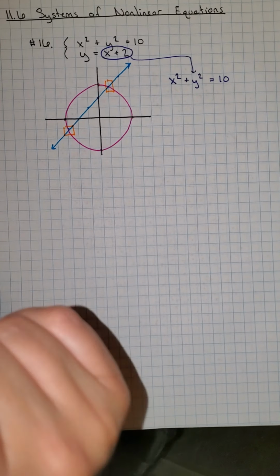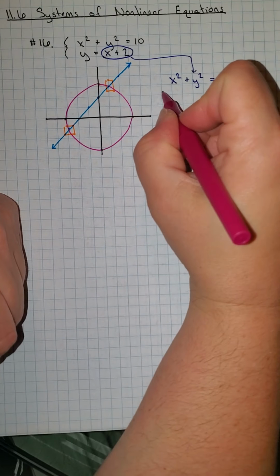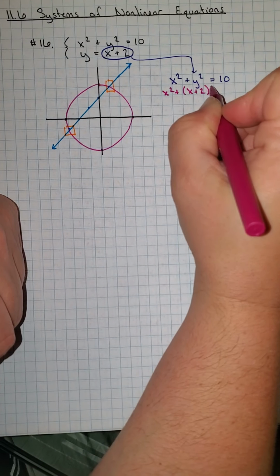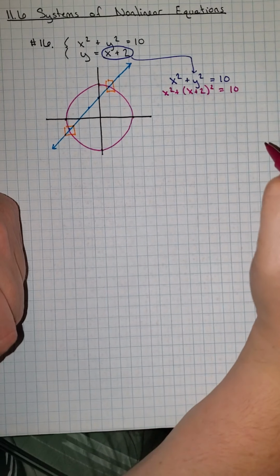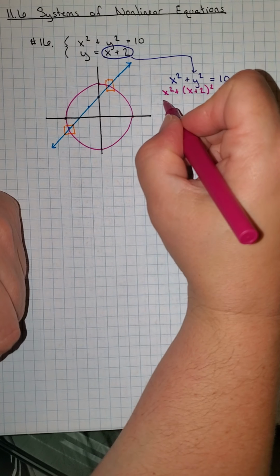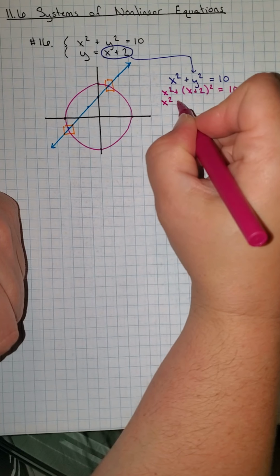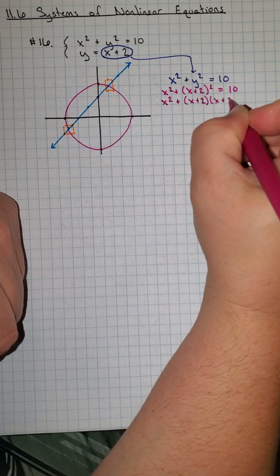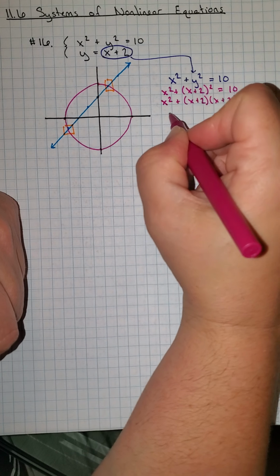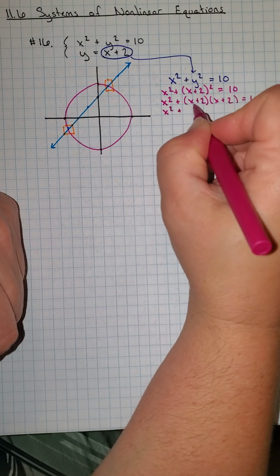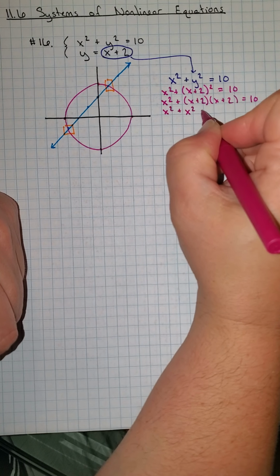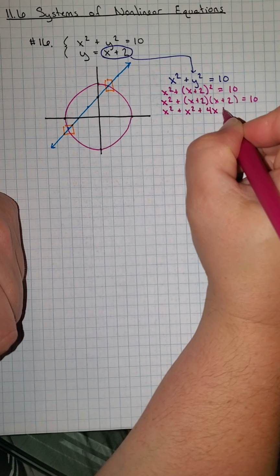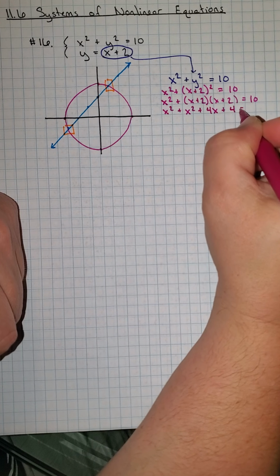So then what we have is x squared plus (x plus 2) squared, equal to 10. So we have x squared plus, now remember this is x plus 2 times x plus 2, and it equals 10. So x squared plus x and x, that's x squared, and then outer is 2x, inner is 2x, so we have 4x, and then 2 times 2 is 4, equaling 10.